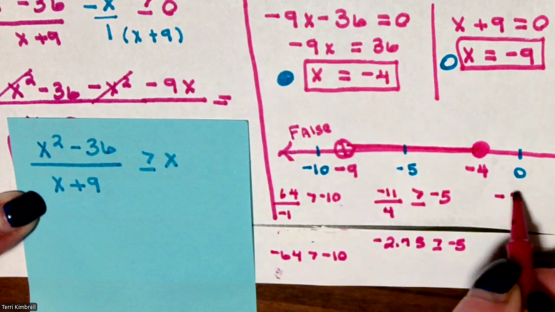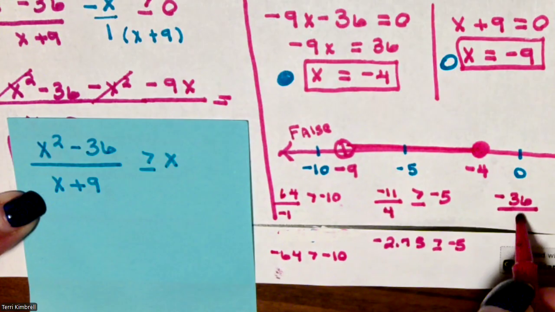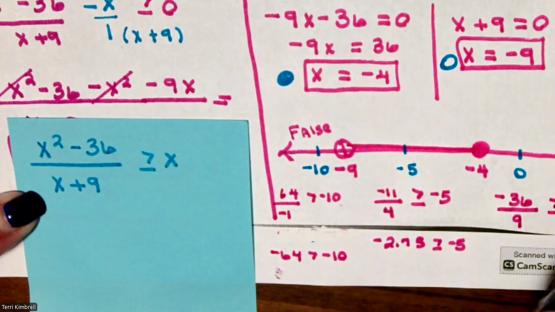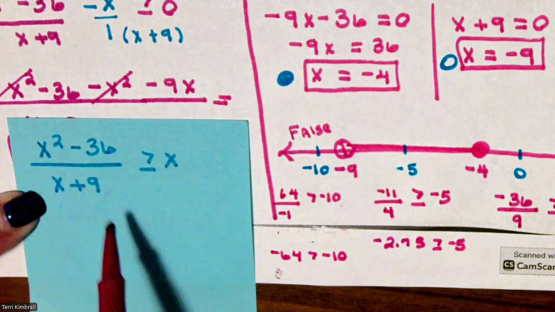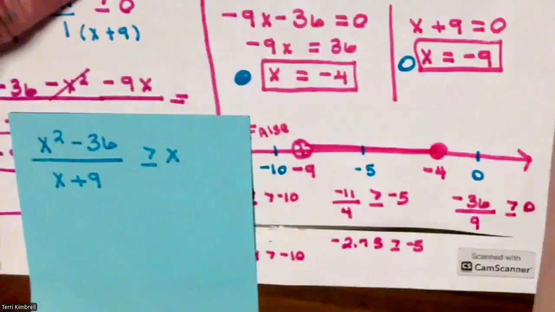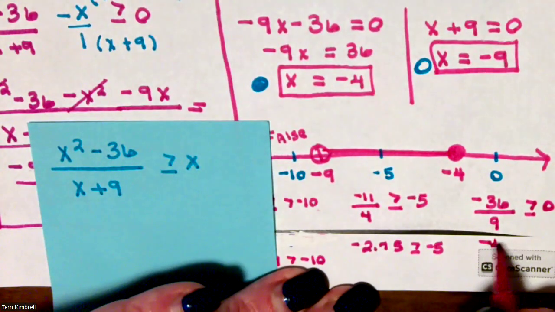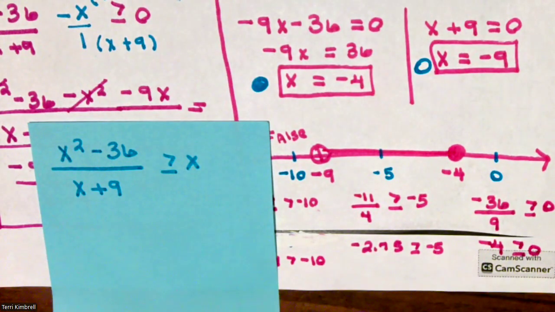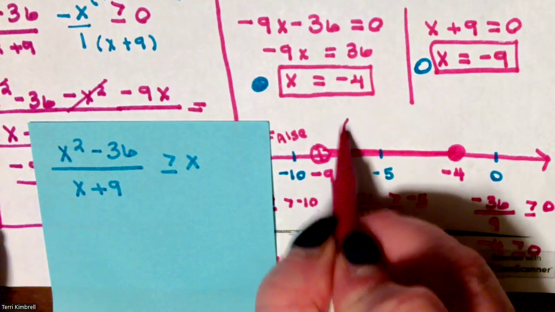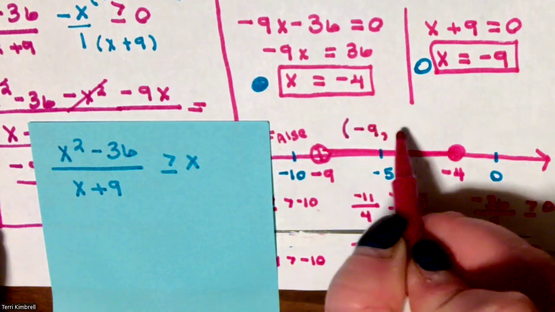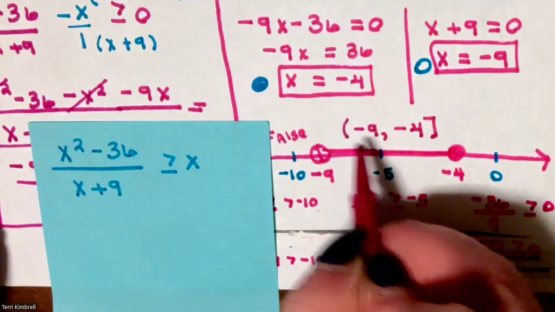Then we have -36 over 9 is greater than or equal to 0. So I'm putting in 0 here. And that would be -4. And that is not greater than or equal to 0. So our answer would be parenthesis -9 to -4 with a bracket.